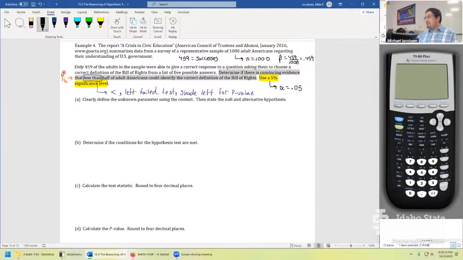We wrote down a lot of stuff, but there is still one major thing missing. It's the hypothesized value, and it's used everywhere: the null hypothesis, condition checking, the test statistic as well. It's written as P naught. Has anyone seen what it is in this problem? Let's think about this one.